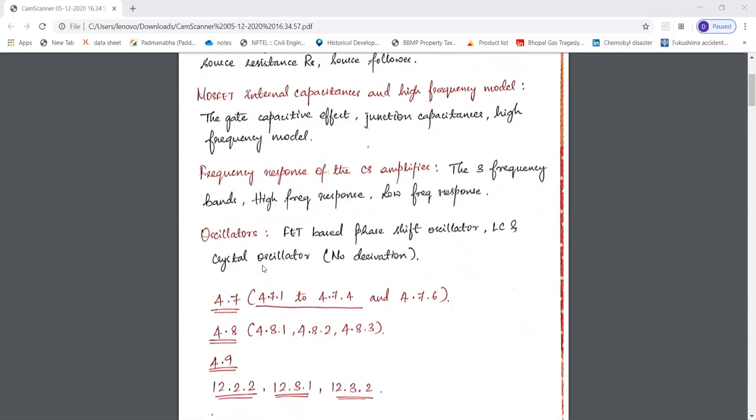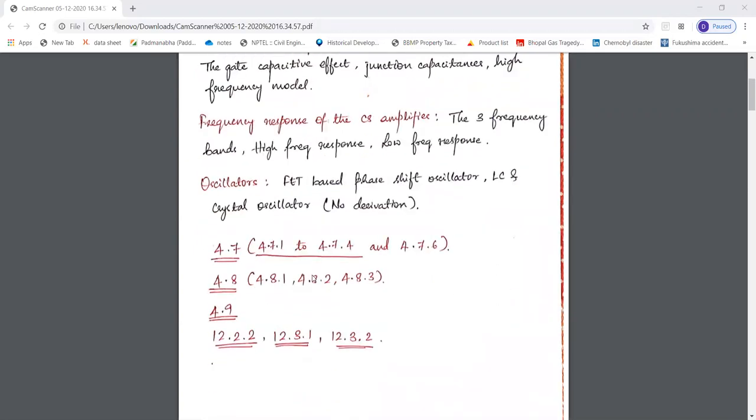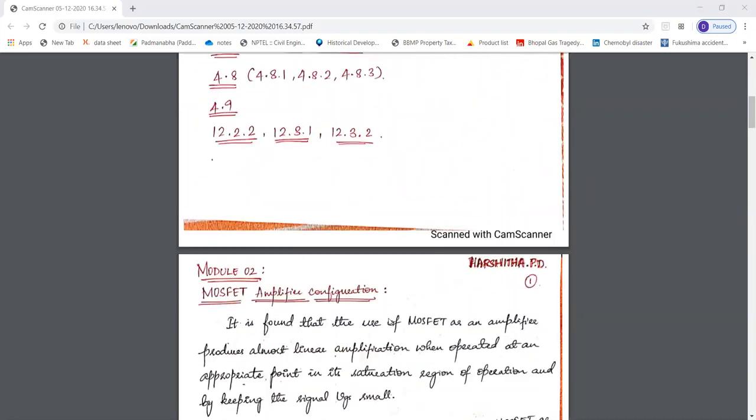And last, we are going to study oscillators. Under this, we are going to study field effect transistor based phase shift oscillator and LC and crystal oscillator. For these two oscillators, there is no derivation. Okay. And for this module, we are going to refer to textbook 1, and these are all the subtopics, with serial numbers, of module 2.